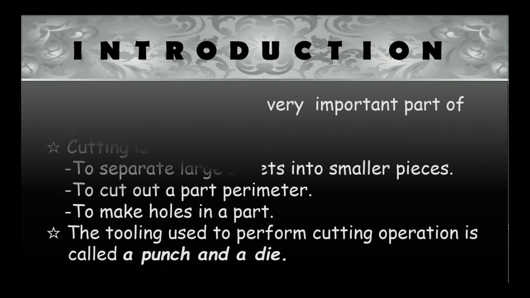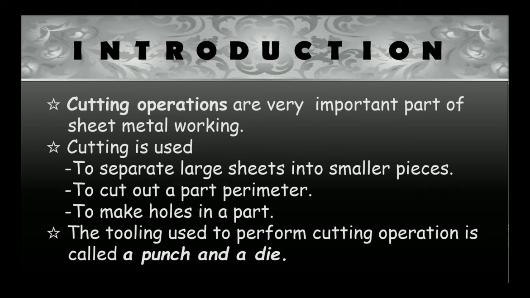Okay, why do you think cutting operations are very important? Cutting operations are a very important part of sheet metal working because cutting is used to separate large sheets into smaller pieces, to cut out a part perimeter, to make holes in a part, and the tooling used to perform cutting operation is called a punch and a die.